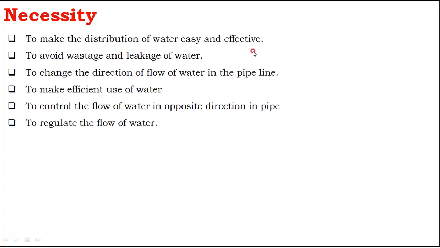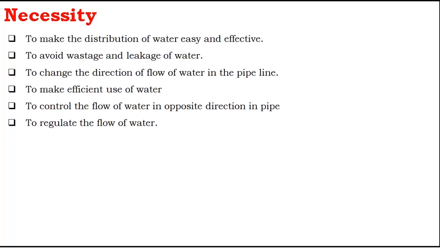For example, you cannot provide water from one point to another point only by straight pipes. You have to divert it, you have to bend it. The bend may be 45 degrees, 30 degrees, or a 90 degree turn. You need to bend the pipe so that water can be supplied easily and to avoid wastage and leakage of water. Whenever you bend, you attach a bend and fix it using gum and so on, and then there will be some leakages. To avoid that, you will have some other appurtenances.